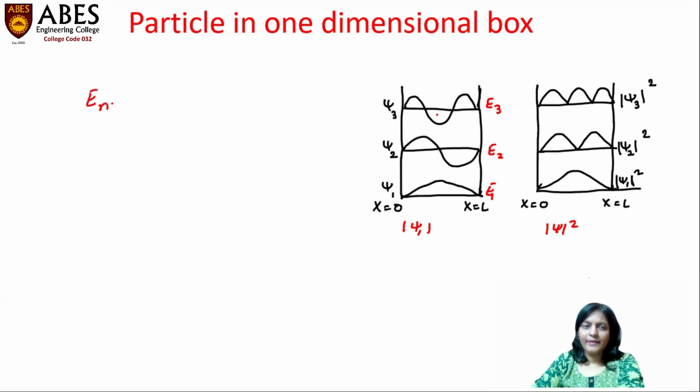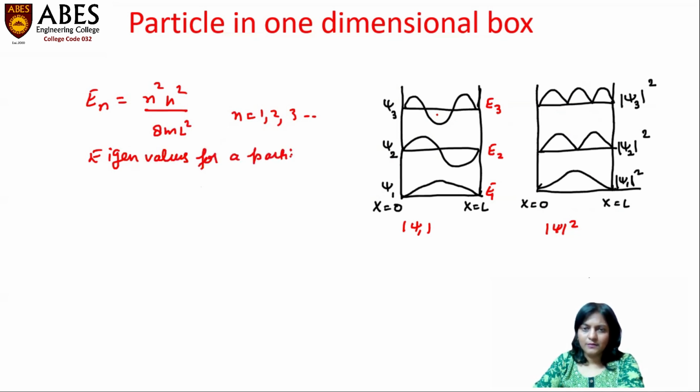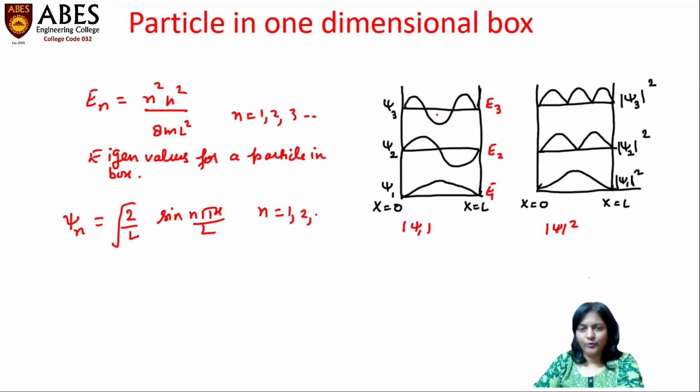So I am writing it again. Eigenvalues are n square h square upon 8mL square, where n is equal to 1, 2, 3, called eigenvalues for a particle in a box. It means energy for a particle in a box is in a discrete manner, not in a continuous manner. And the wave function associated with the particle is under root 2 by L sine n pi x by L, where again n is equal to 1, 2, 3. It is called the eigen wave function for a particle in a box.